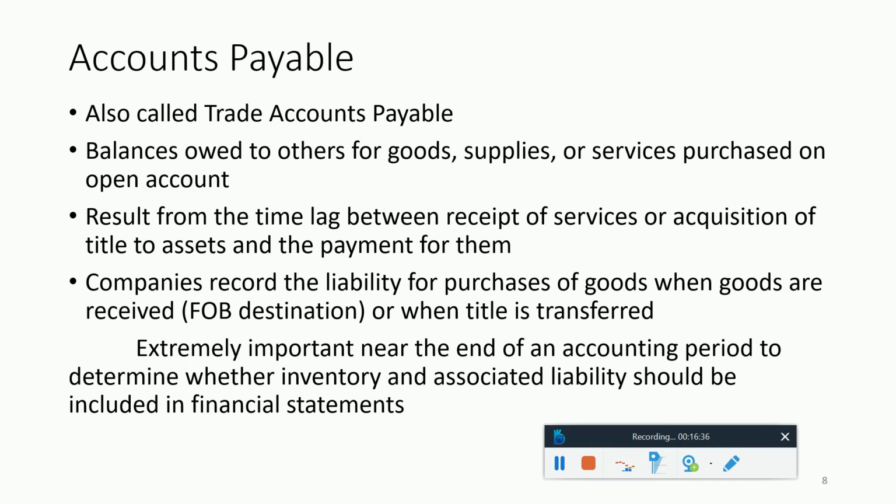So if the terms of a purchase are FOB destination and this pallet of widgets arrives at your dock on December 31st, as of the end of the year you should record a debit to inventory and a credit to accounts payable because you are obligated to pay for those goods as of the balance sheet date, which is 12/31.